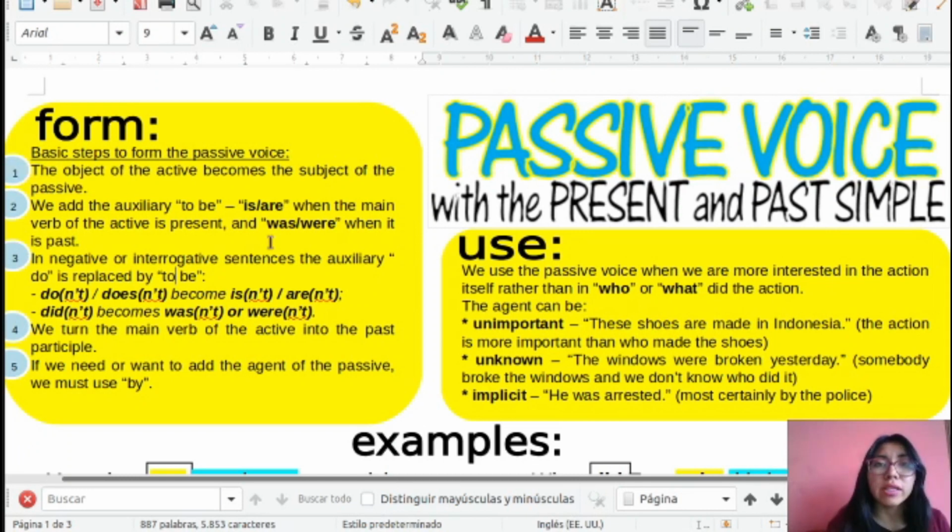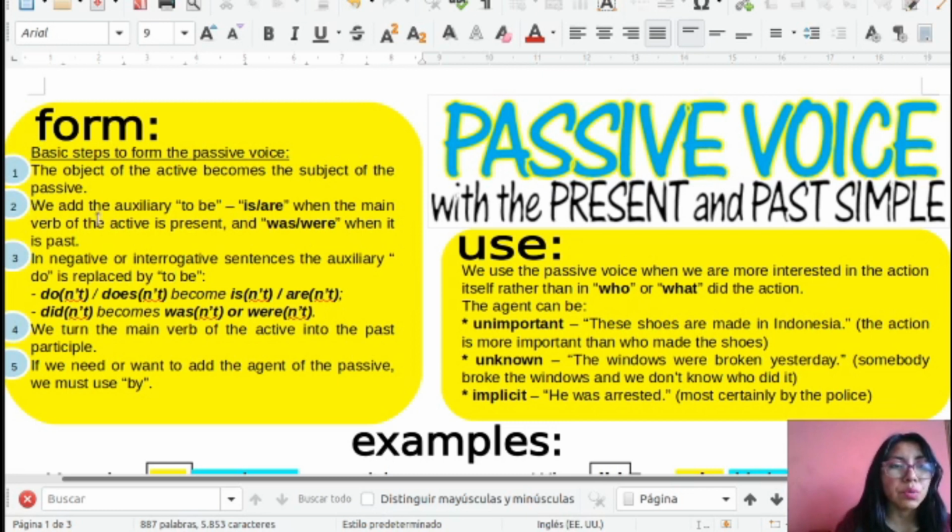Pay attention here. Here we have some characteristics of the passive voice, okay? The object of the active voice becomes the subject of the passive voice, okay? Remember, we have to change when you are going to convert the active voice to the passive voice, okay?